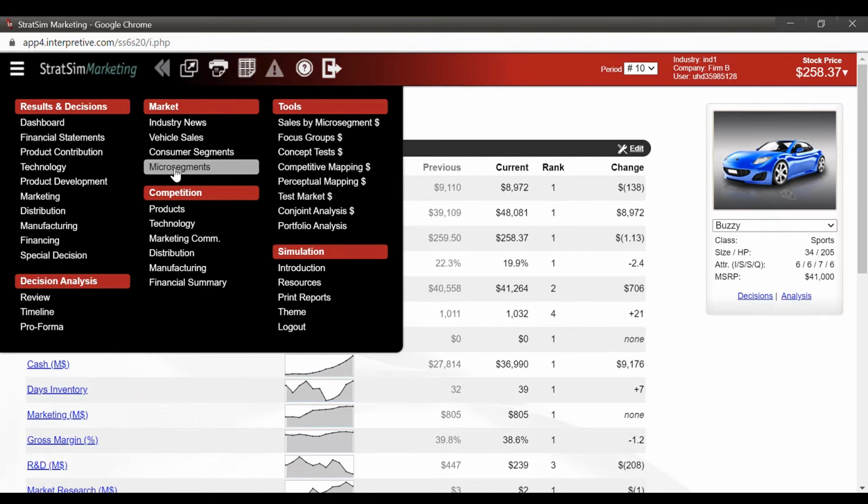Under decision analysis, there's really nothing. Under market, microsegments. You want to look at microsegments. Under competition, there is really nothing there. Under tools, you want to take a look at focus groups, concept test, and test market.